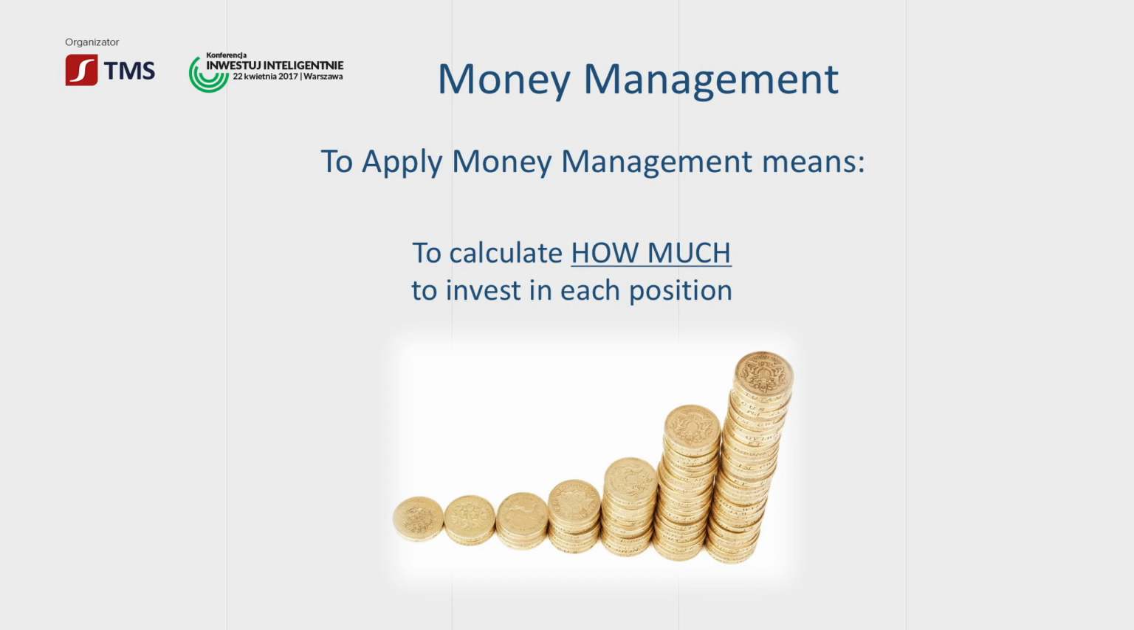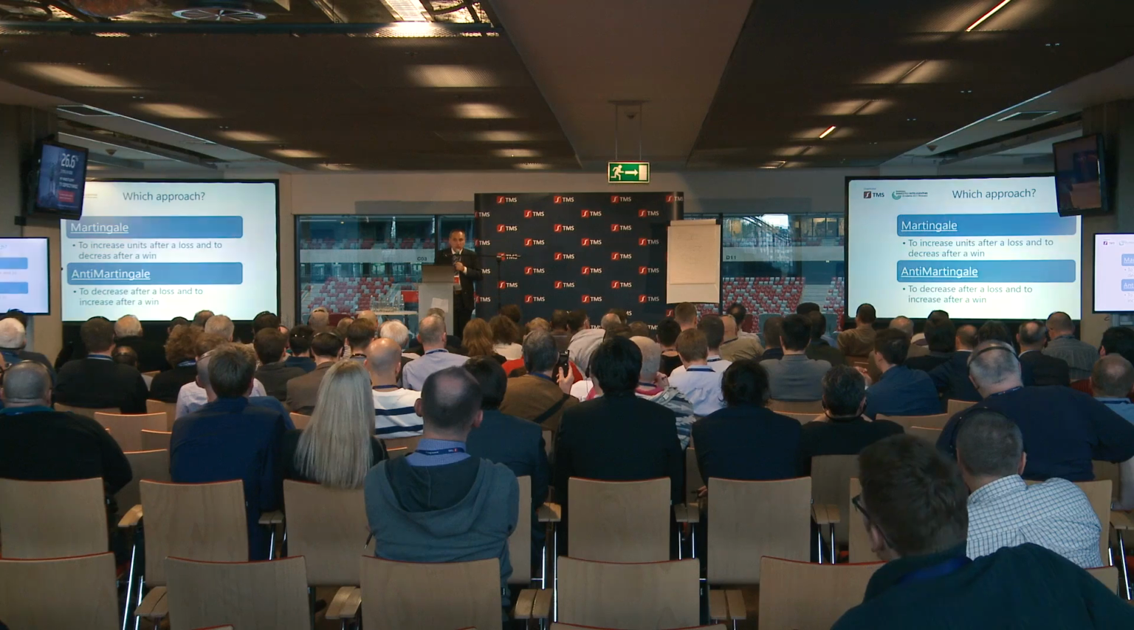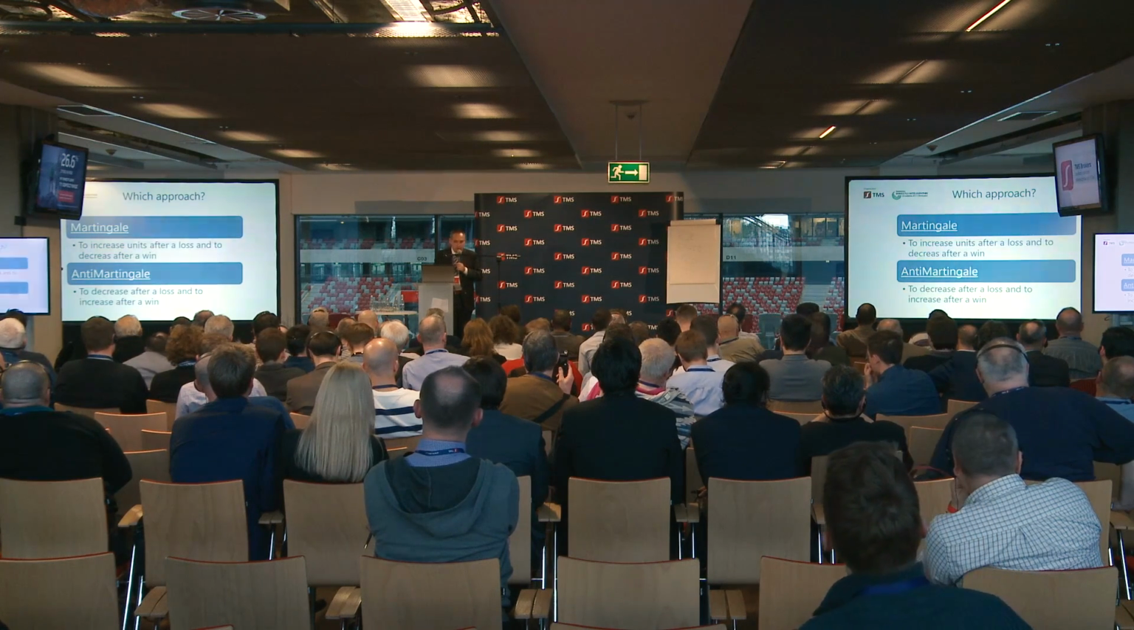Money management means to calculate how much, one lot, 0.5 lots, 0.7, 1.2, how much shall I invest in my next trade? Money management gives you this kind of answer. We have two basic approaches in trading: martingale and anti-martingale. Who knows these names? Many people. Generally speaking, martingale increases the size after a loss, and anti-martingale decreases after a loss and increases after a win. This is the general rule.